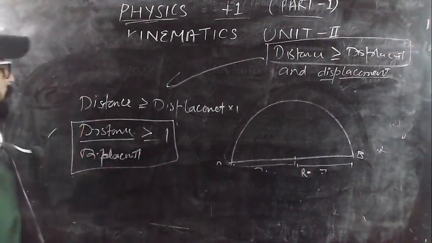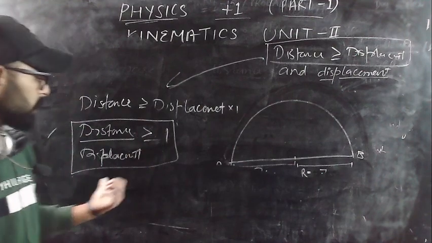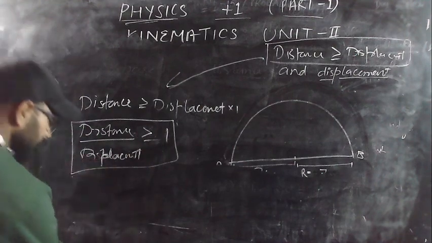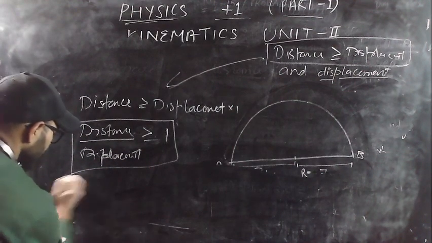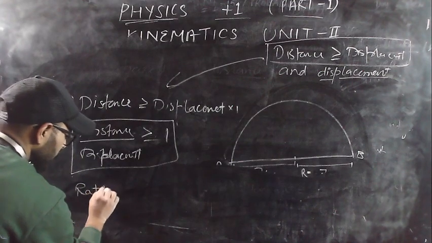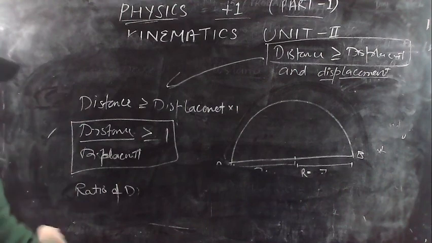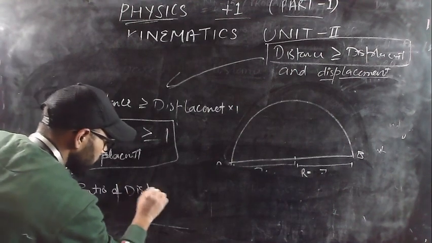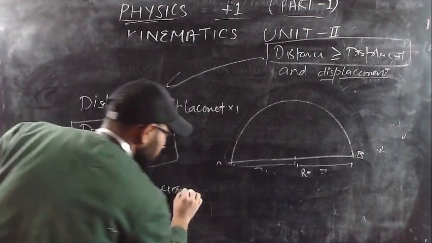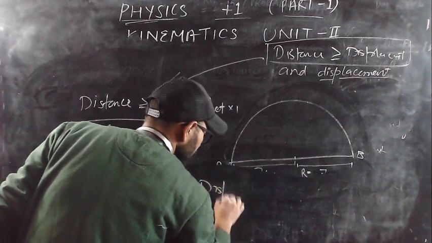This is the relation between distance and displacement, and we can take it as the ratio of distance and displacement.